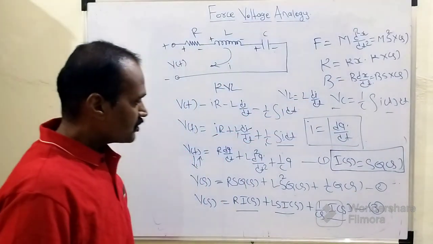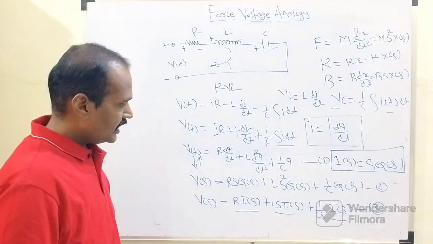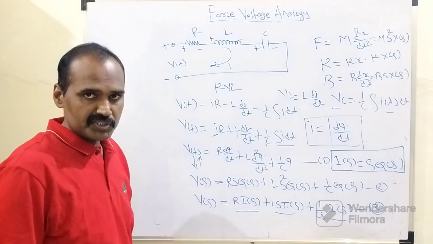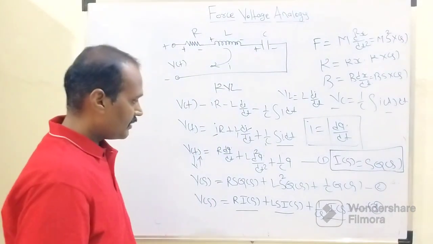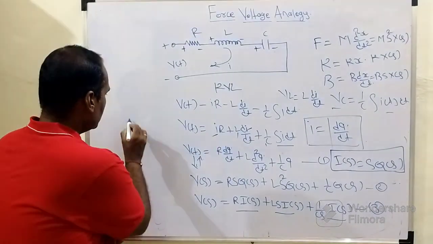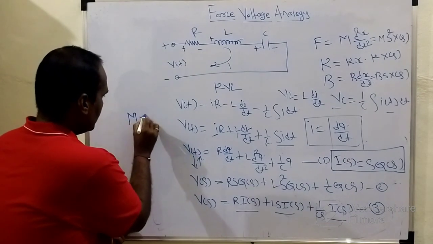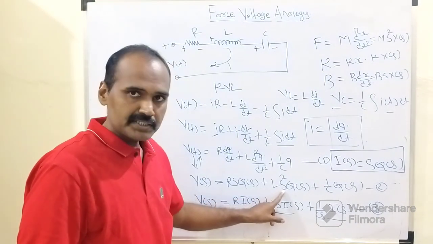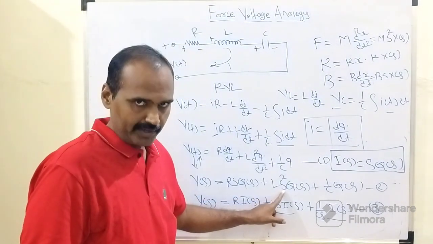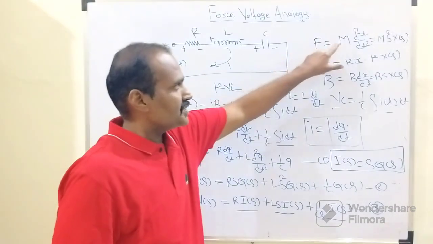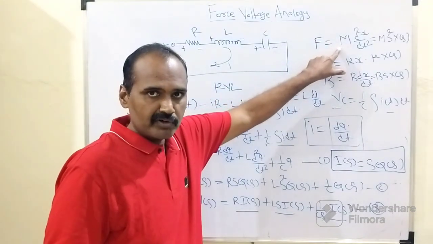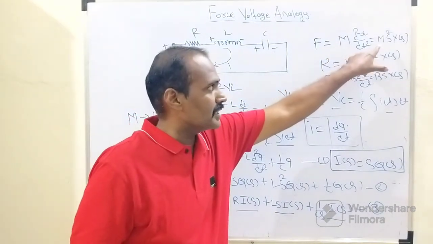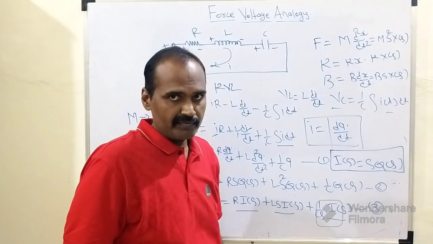The mass, right? So when we compare this equation number 2 with the force equation of these three mechanical parameters, we will come to know that M is analogous to L. Why? Because for this L we have the second order Laplace variable s square. In its basic definition, the force equation for that mass is represented as m into d square x upon dt square. In its s domain it will become M s square into X of s, right?